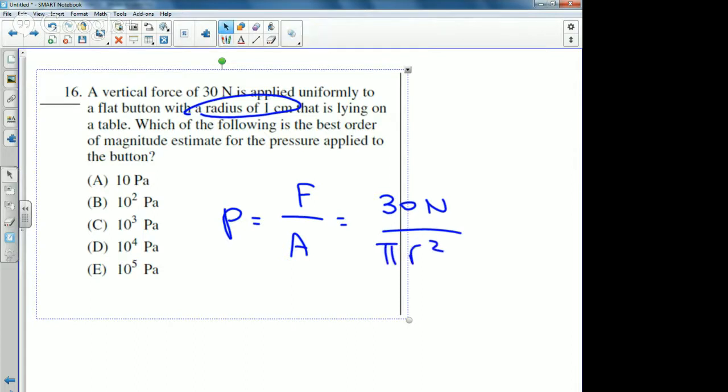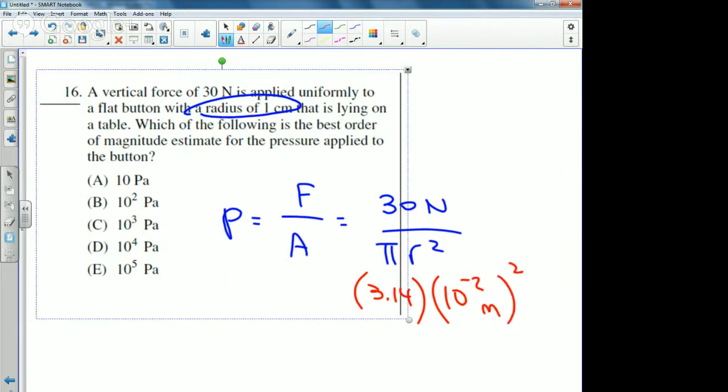So pi is really 3.14. Now the radius, they say, is 1 centimeter. Now on your reference table, in case you don't remember, it tells you centimeter is 10 to the negative 2 meters. Now part of the reason I wrote this out is 3.14. Remember, this is all about estimation. So what's 30 divided by 3.14 really, approximately? 10, right? So we'll just cross it out, write that as 10.